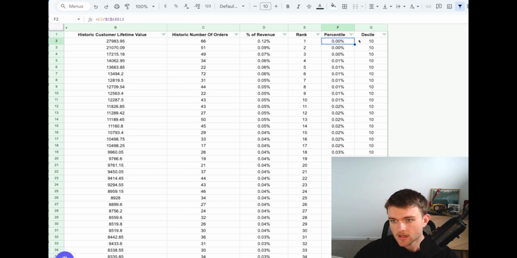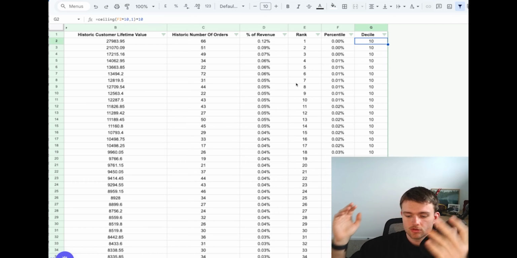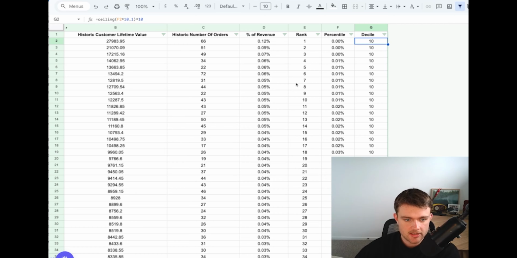Simple. Then your decile. Essentially what a decile is, if you don't know, is it groups people into equal groups of 10. So it takes your top 10% of customers, your top 20% of customers, your top 30, your top 40, your top 50, your top 60, and so on. And it just groups them into equal groups of 10. Now, this isn't by spend, it's by amount of customers. So if you have 68,000 customers, each decile is going to contain 6,800 customers.